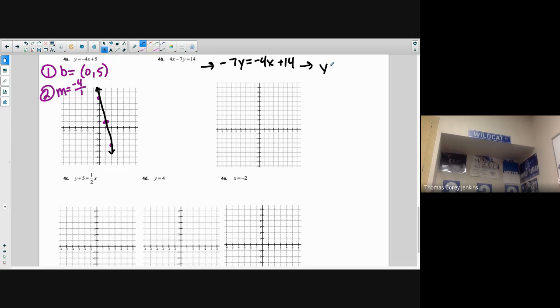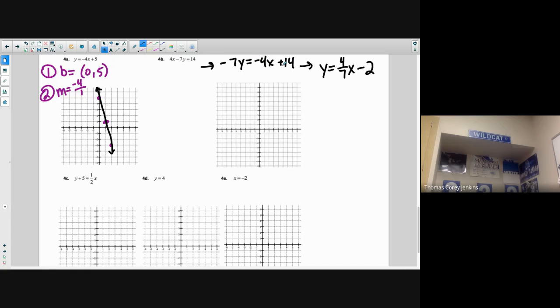So we get y equals 4/7x, and then minus 2. Positive 14 over negative 7 is negative 2. So notice, just a general rule, when you divide by a negative, these signs are going to flip.